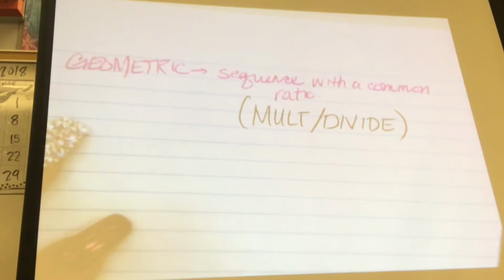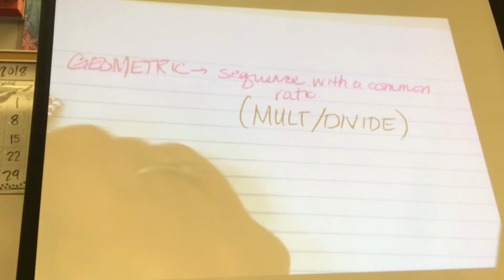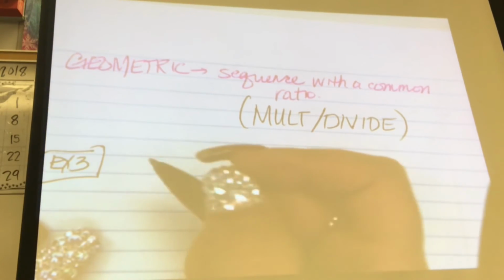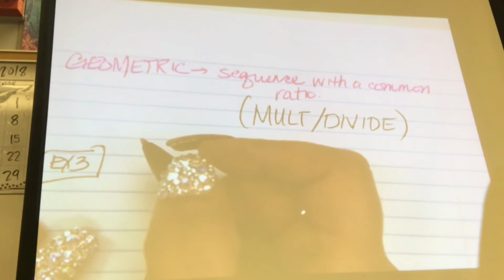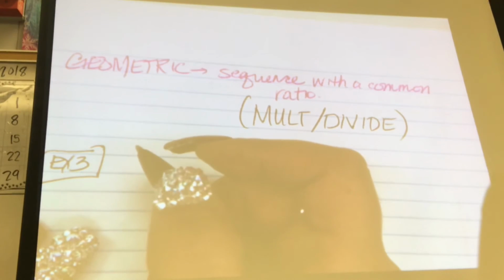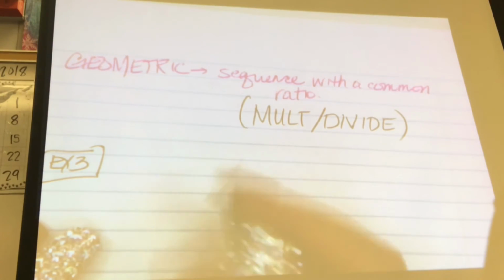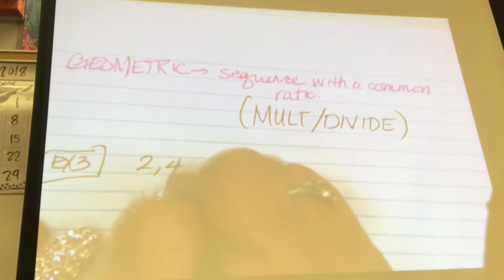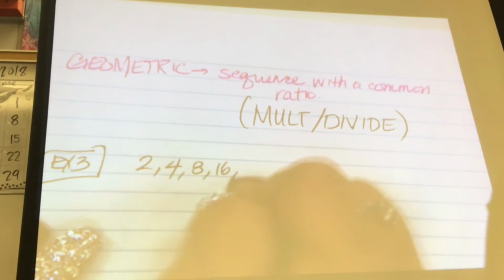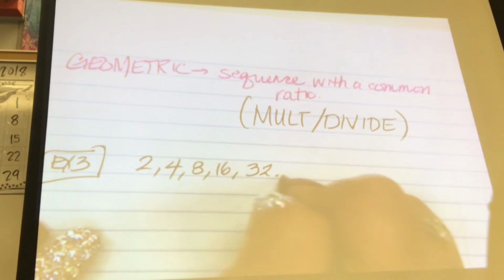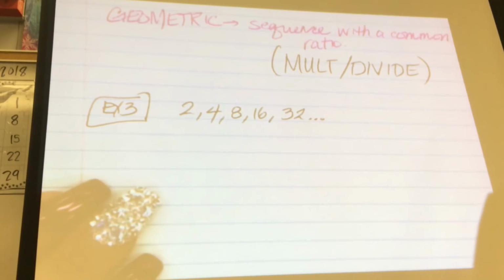So now, example 3. You will not have geometric on tonight's homework, but I want to expose you to it because tomorrow night you're going to have a lot of homework on geometric. So I want to make sure today's the day you get exposed. Tomorrow's the day you ask a ton of questions. So if I give you something like 2, 4, 8, 16, 32, this would be an example of a geometric.